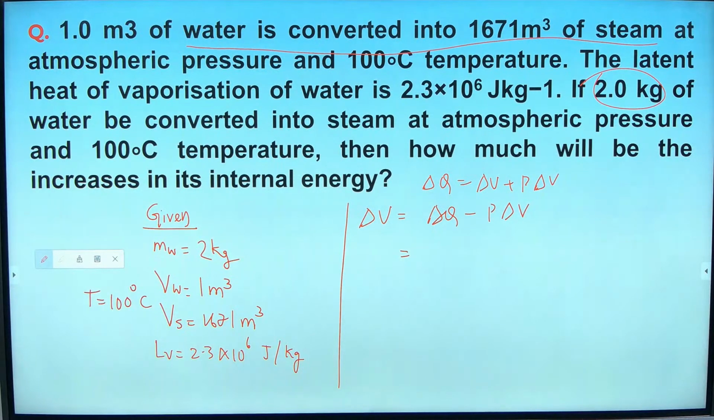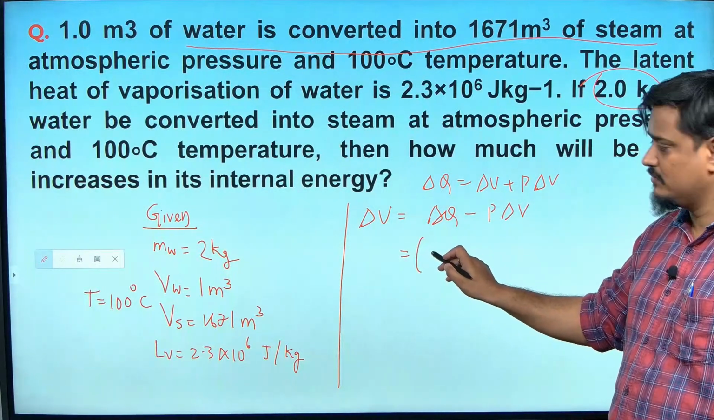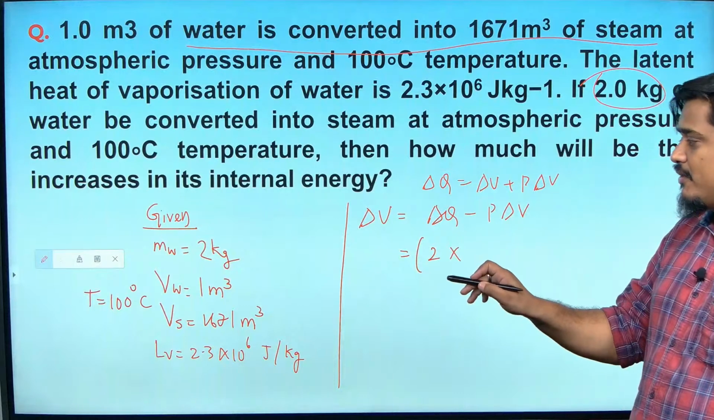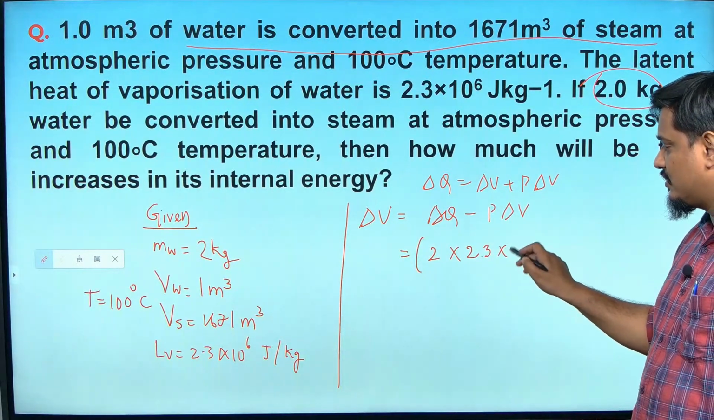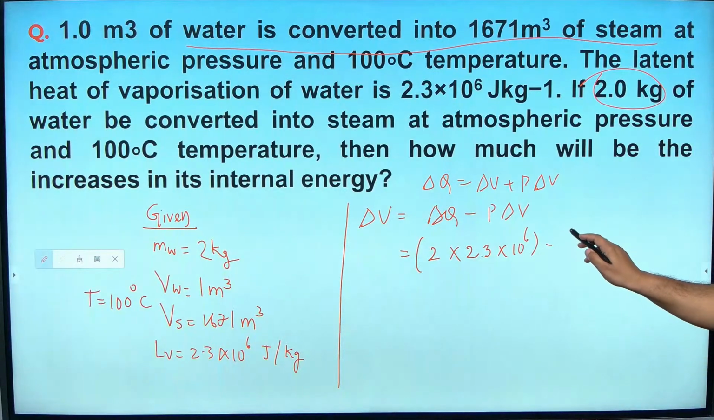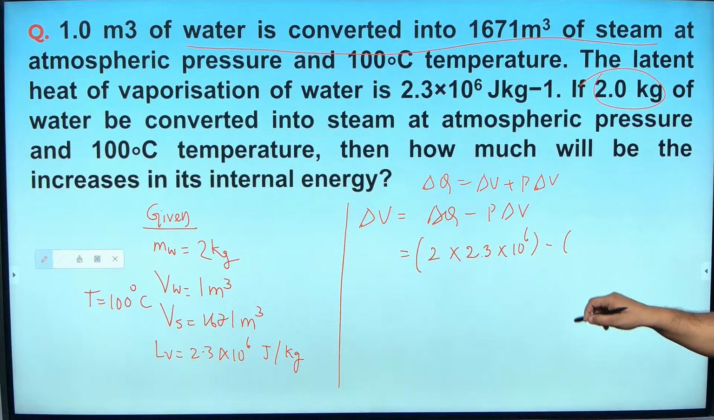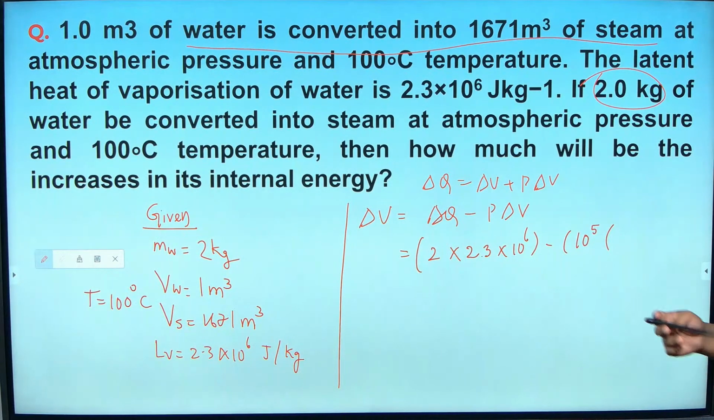No, sir, mL. Okay, tell me the mass you are going to take. 2 kilograms. And what is the L_V you are going to take? Latent heat value is 2.3 into 10 to the power 6, sir. Good. Minus, what is the pressure you are going to take? Atmospheric pressure, 10 to the power 5. Okay. What is the del V you are going to take? 1600.